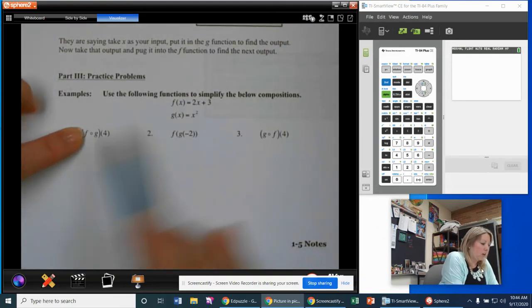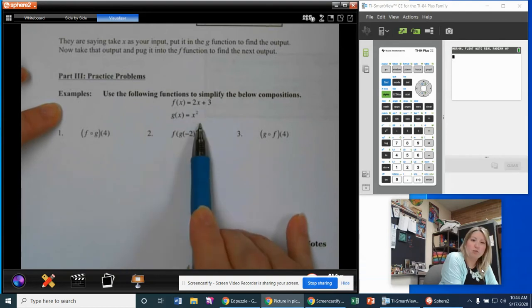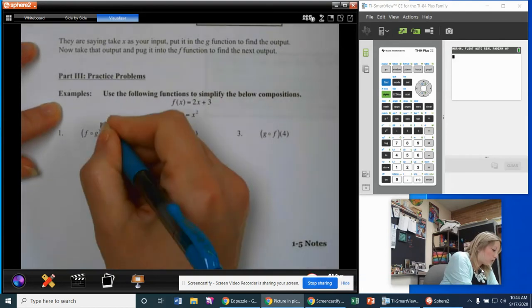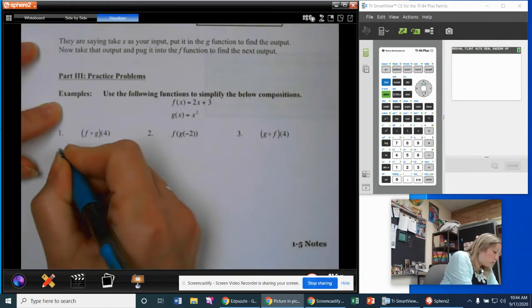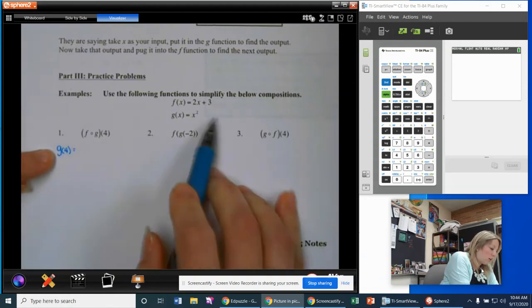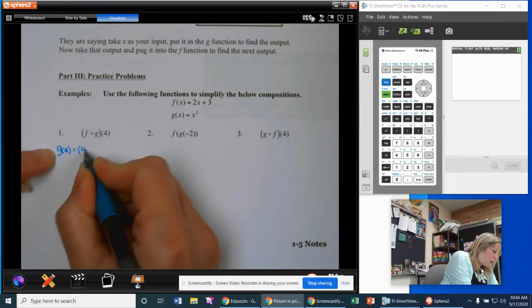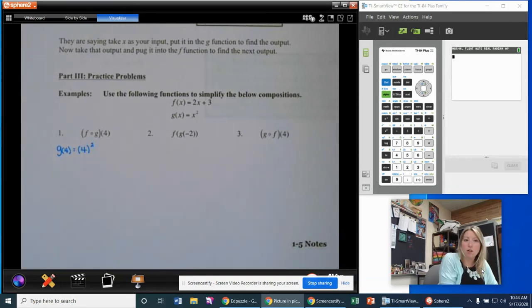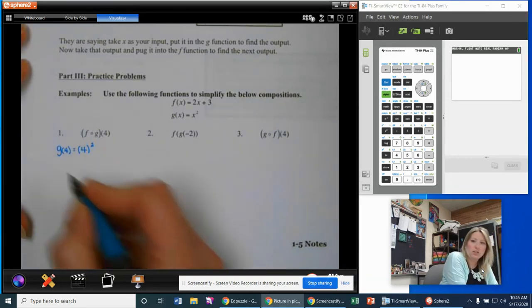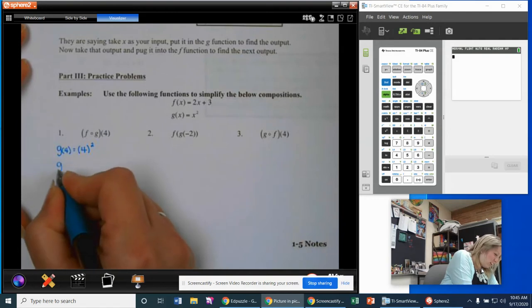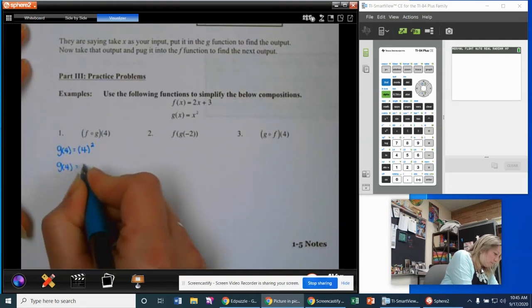All right. Here's my f function. Here's my g function. And here we go. This goes first: g of 4. So let's do g of 4 and do the substitution. That would be 4 squared. I know what that is, that's 16. So g of 4 equals 16.